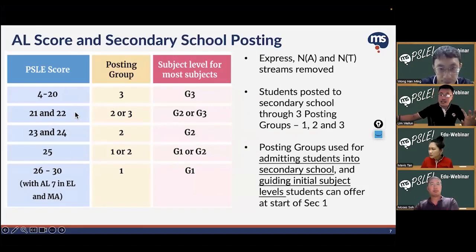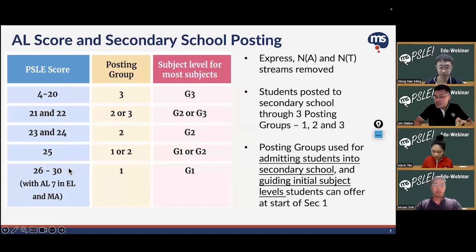So the AL scoring system, based on your four subjects, you will have different scores, right? Based on that, you will be eligible for different posting groups. So you can see for students who have scored between 4 to 20, you will be eligible for posting group 3. 23 and 24 is posting group 2, and 26 to 30 is posting group 1. Now, what does that mean, right? So just now you were asking, what does it mean when we talk about posting group?